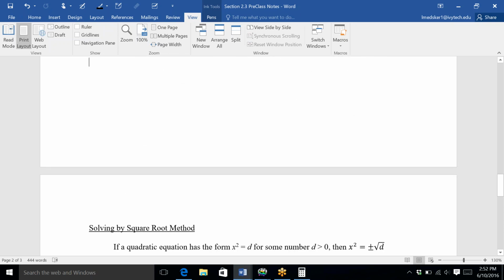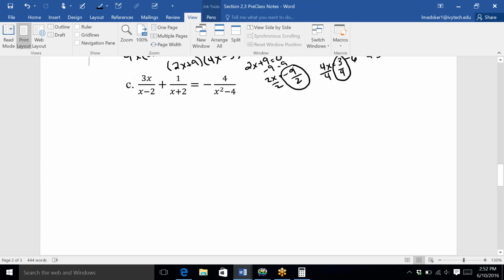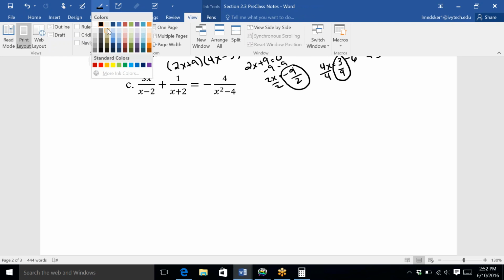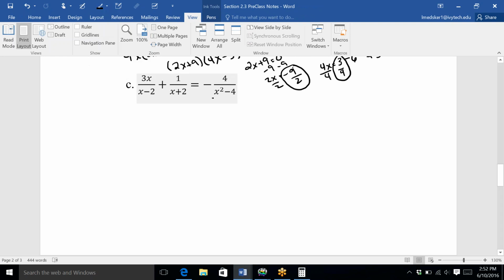Okay, for C, we have to clear the fractions first because this one has a rational in it. If it was me, I'd factor that into x plus 2, x minus 2 to make sure you have the right LCD. So my LCD is x plus 2, x minus 2. If we solve each of those to figure out what they would be, if we set them equal to 0, you see that you can't plug in negative 2 or 2 because those would cause 0 denominators.